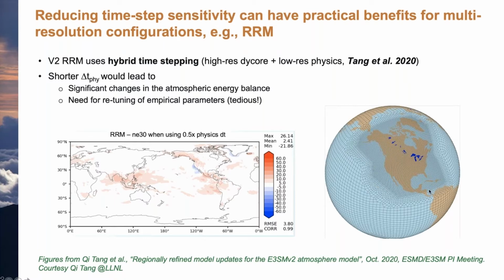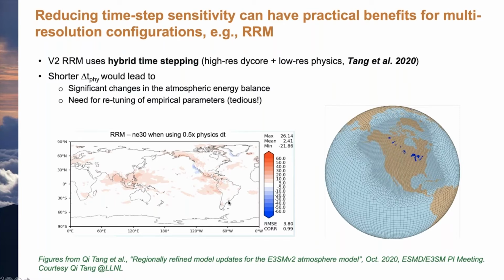Why this choice was made was because if one had decided to use also shorter step sizes for the physics parameterizations, then we would see significant changes in the atmospheric energy budget, as shown in this figure on the left from Qi, which would require retuning of the empirical parameters, which would be a very tedious work.